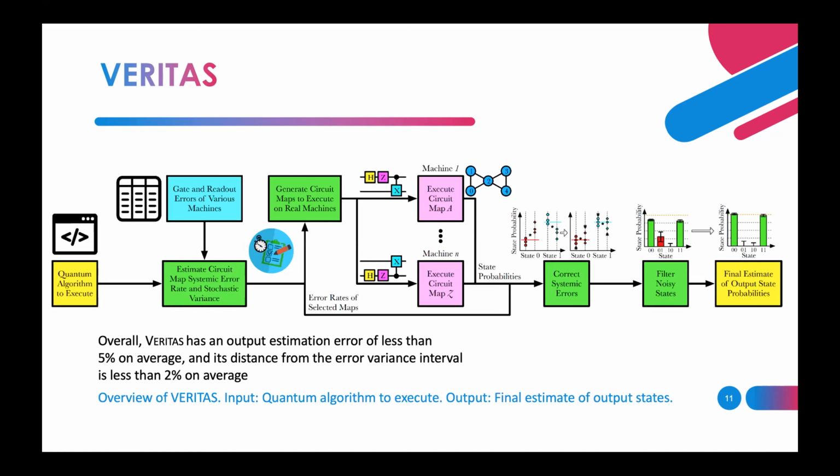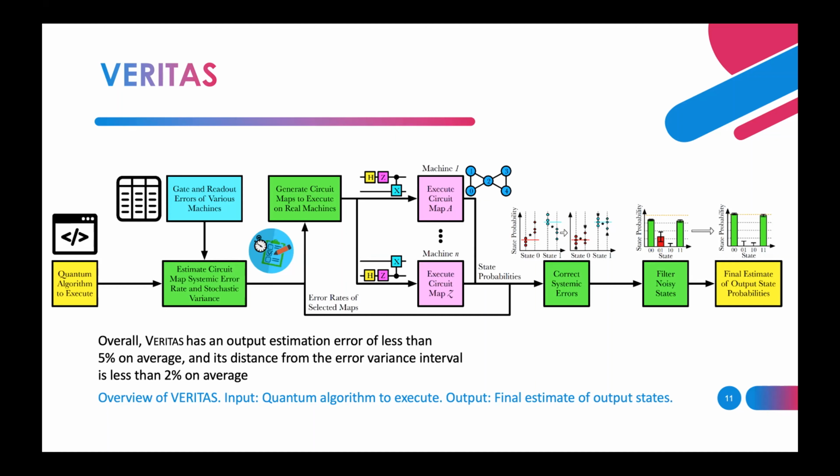This is the system design that they came up with. You have some gate readouts, heuristic data from the IBM machines, like T1 errors, T2, frequency of operation, readout errors, etc. And you get the estimated circuit mapping on that machine, the best case scenario that you can run your quantum algorithm on the machine. You feed that through, and you choose your quantum circuit from A to Z to run it.